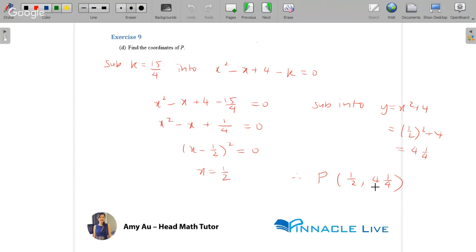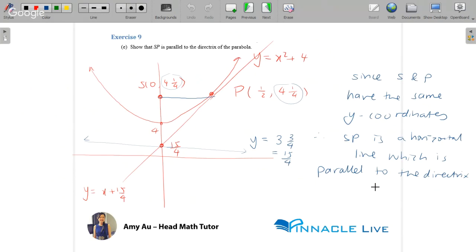And then finally, why is this parallel to the directrix? Well, you can see that very clearly. They are literally horizontal from one another. So it's a horizontal line. The directrix itself is also a horizontal line, so therefore they are parallel. That's essentially the conclusion.